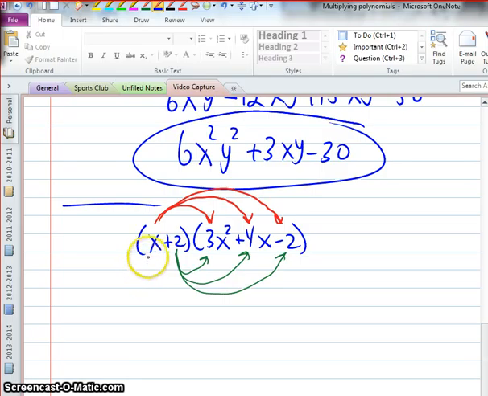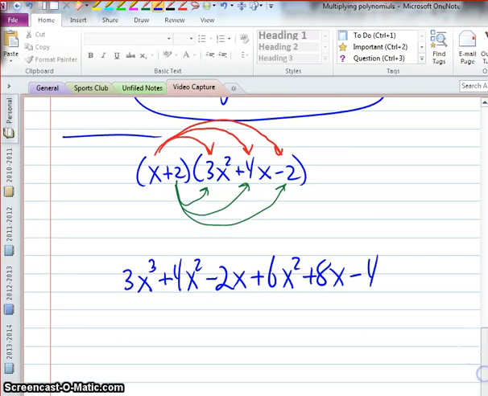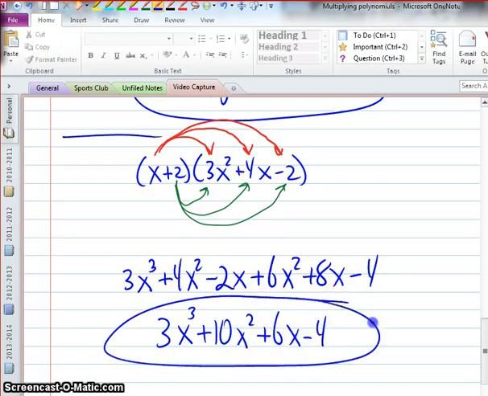If we start with x, we multiply by 3x squared, we're going to get 3x cubed. x times 4x is 4x squared. x times negative 2 is negative 2x. Now we're going to take the 2 and multiply it by all three terms. 2 times 3x squared is 6x squared. 2 times 4x is 8x. And 2 times negative 2 is negative 4. To go back and combine all the like terms, 6x squared and 4x squared make 10x squared. Negative 2x and positive 8x make positive 6x. And the constant negative 4 comes along for the ride.